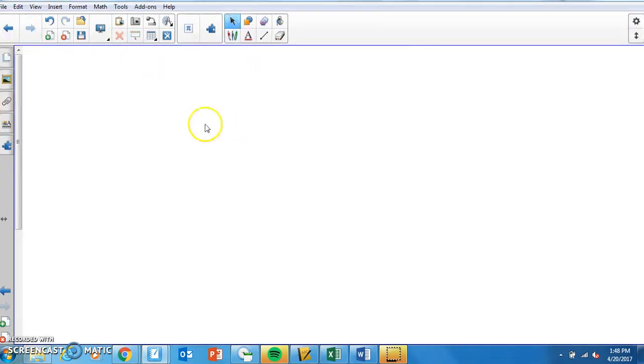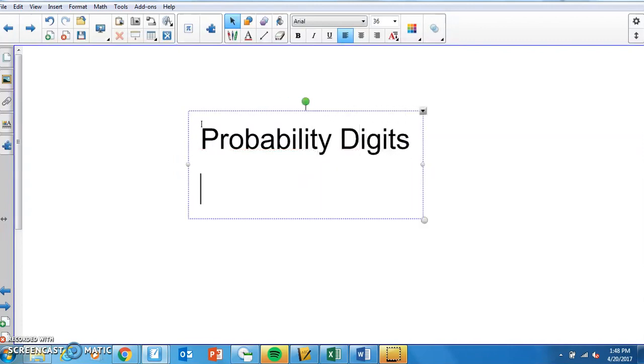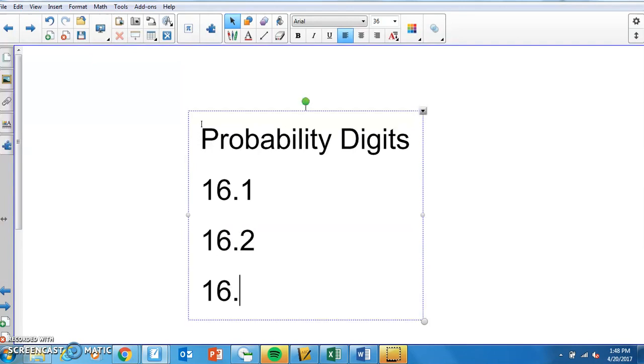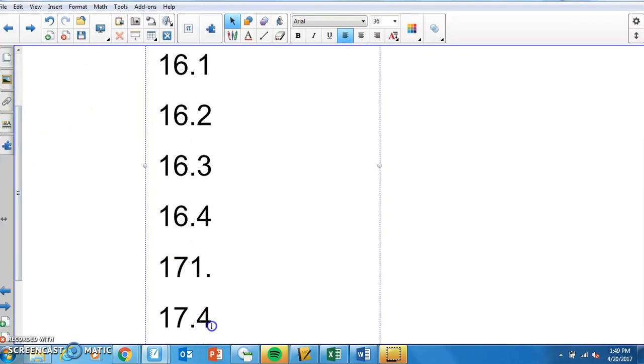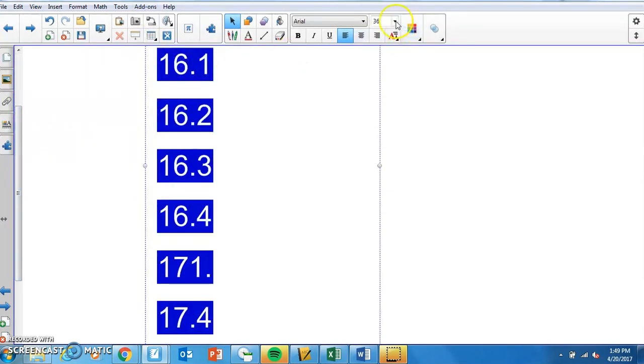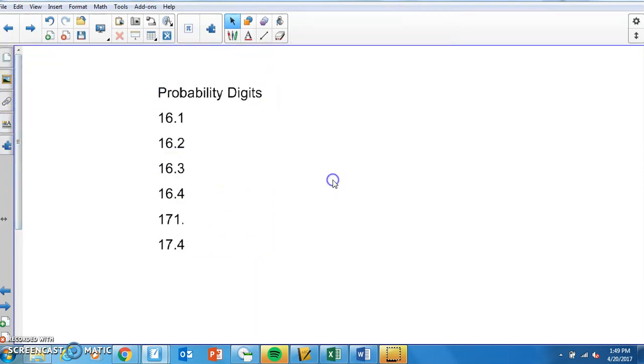and that leads us now to where we are finished. For this test, our probability digits assignments, you have 16-1, 16-2, 16-3, 16-4, 17-1, and 17-4. So you have these various assignments here. Let me get this to where you can see everything. So those are your different digits for this unit.